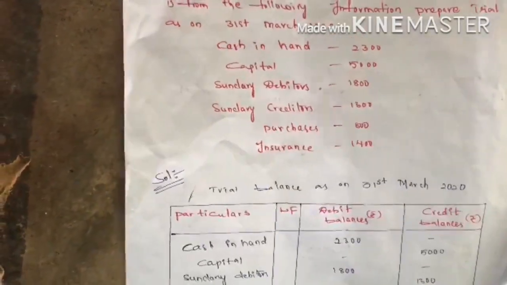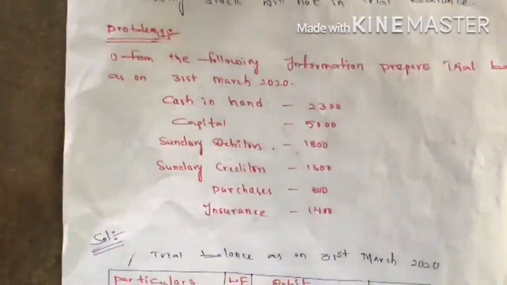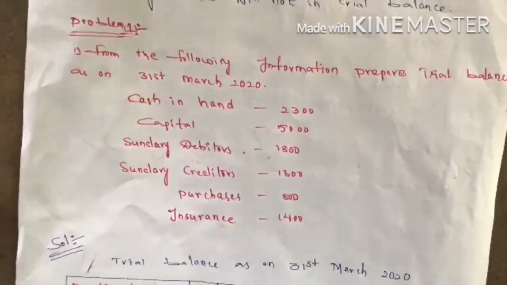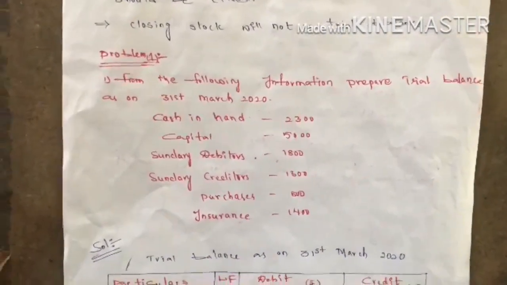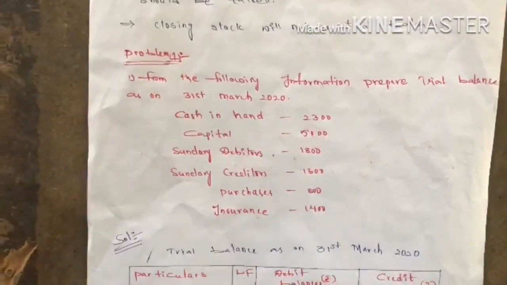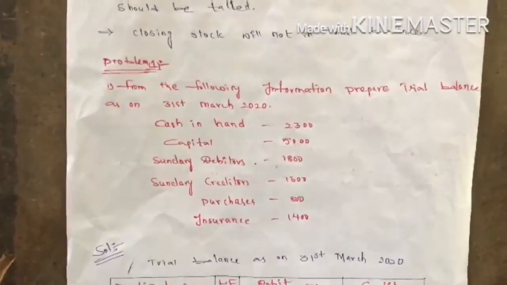Okay, so see here, the first problem is this one. We remember the rule of debit and credit, which one you write on the debit side and which one you write on the credit side. Okay, so we can remember that one.